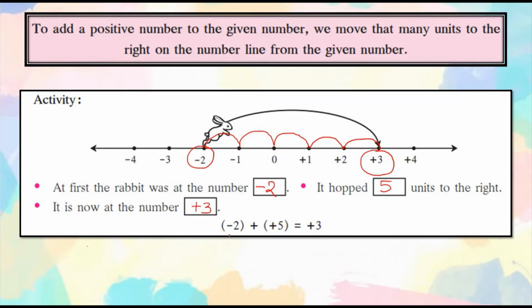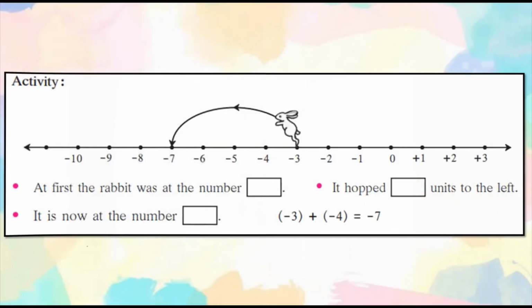If you look at this equation which they have placed here, whenever we want to add a positive number to any given number, then we are supposed to move to the right hand side of the number line. So the same thing is given in this statement here also. See, right on the number line, to the right side of the number line. Now let's observe one more activity.